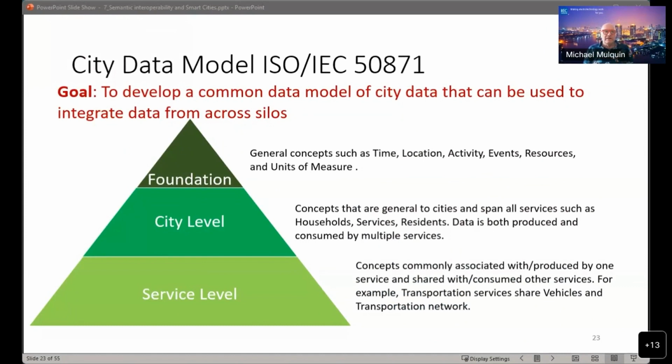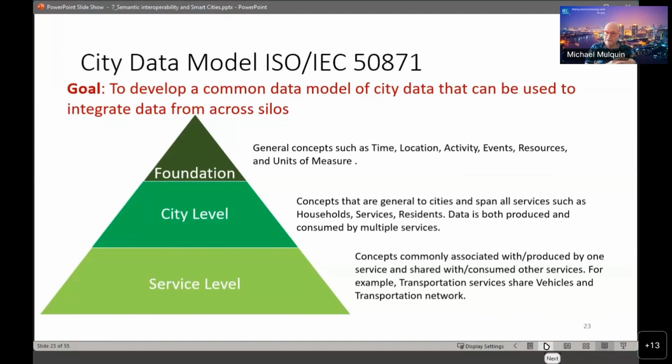What the series are doing is looking at city data on 3 levels. The foundation level is about general concepts such as time, location, activity, events, resources, and units of measure. And obviously, there are many standards around how you describe these things, particularly the World Wide Web Consortium, but also others. What this is about is bringing together recommendations to ensure that all agencies in the city use the same set of general concepts. Then you go down to the city level, where you're looking at concepts that are general to cities, but which span all the different services within the city.